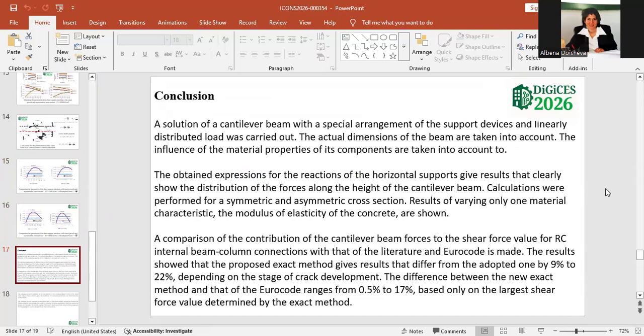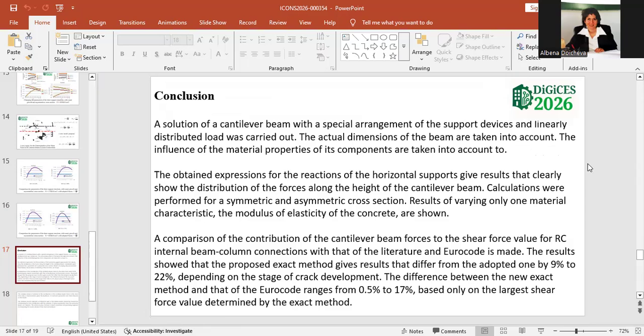Conclusion. A solution of a cantilever beam with a special arrangement of the support device and linear distributed load was carried out. The actual dimensions of the beam are taken into account. The influence of the material properties of its components is taken into account too. The obtained expressions for the reactions of the horizontal supports give results that clearly show the distribution of the force along the height of the cantilever beam.